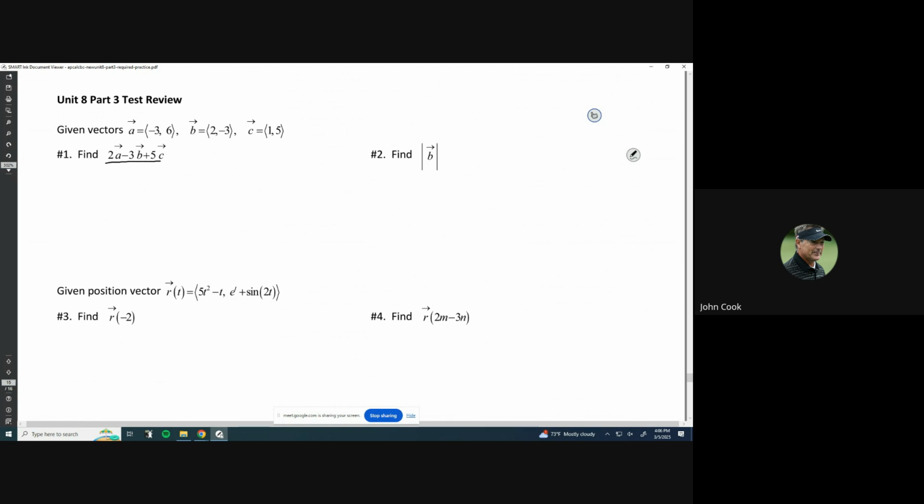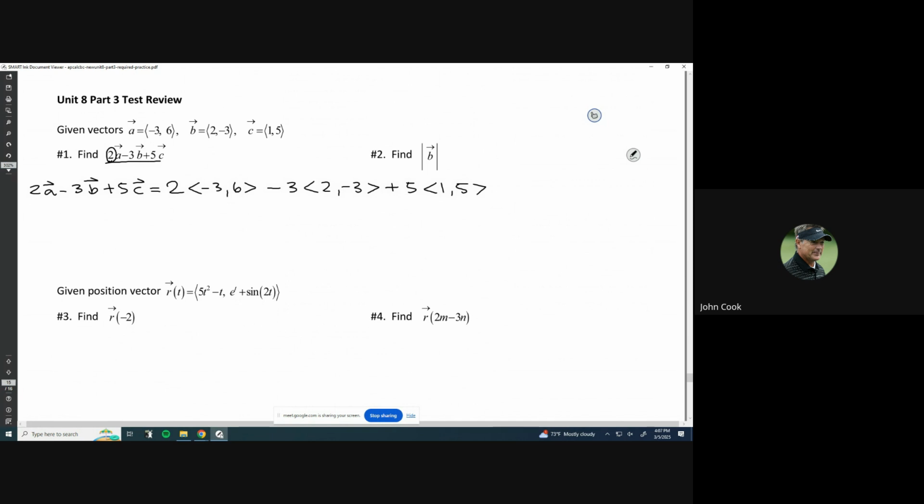We're just going to be adding 3 vectors together and multiplying numbers on them. They call these numbers that we multiply on them scalars. And they just distribute into the terms that we have. So we have 2a minus 3b plus 5c. It's going to be equal to the following. It'll be 2 times a, which is negative 3 and 6, minus 3 times b, which is 2, negative 3, plus 5 times c, which is 1 and 5.